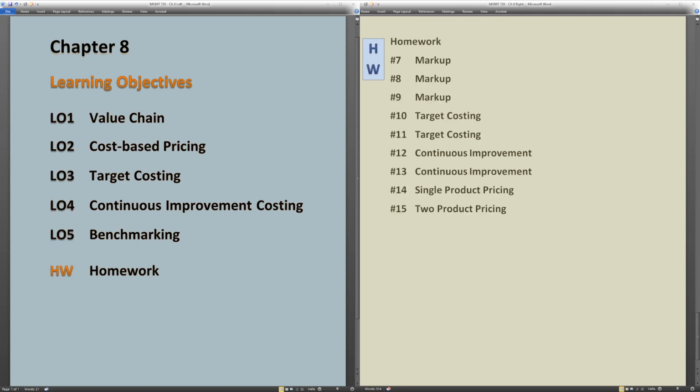So the homework may look like it's a bunch of questions, but notice here we've got 3 on markup, 2 on target costing, 2 on continuous improvement, and then 2 on product pricing. 1 is single and 1 is 2 product pricing. And so there's probably 3 questions that are a little bit more involved, but the majority of these are pretty quick and simple, as we'll see here in just a second.